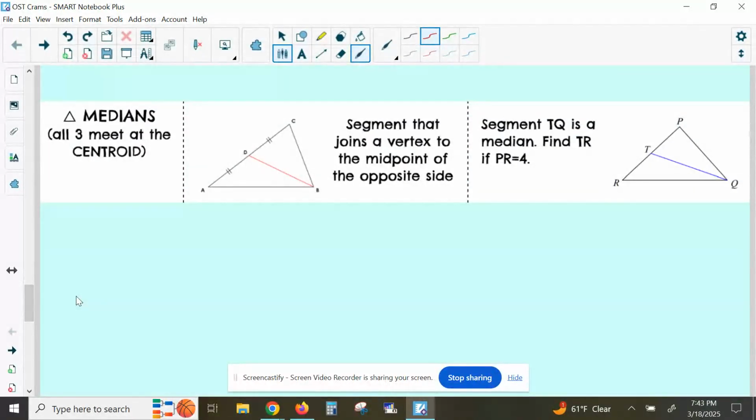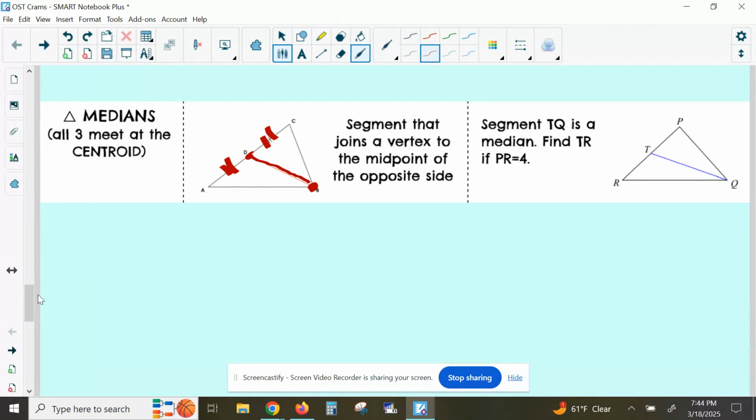So we have medians is the next thing. A median is a segment that joins a vertex to the midpoint of the opposite side. So it's going to go from the vertex straight to the middle of the opposite side. That means this piece is congruent to this piece on this side because this D is a midpoint. So a median would be this line that's drawn right here. That's going to be a median.